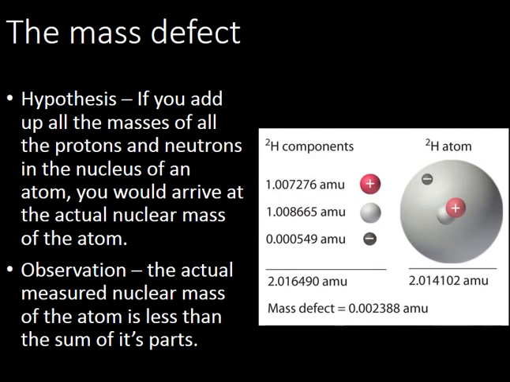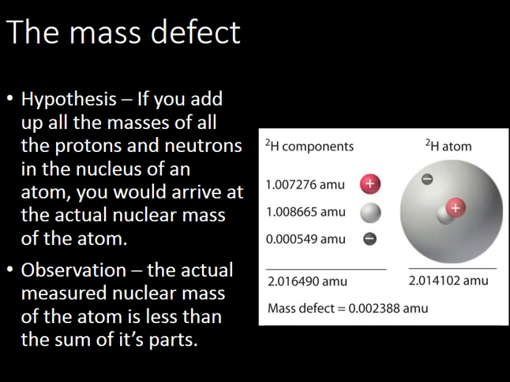Alright, so in 1896, Henri Becquerel, who was the person that discovered radioactivity, found something interesting. What he found was that if you added up the masses of all the protons and neutrons in the nucleus of an atom, then you should arrive at the actual nuclear mass of the atom. And that makes sense. If I took all the protons and neutrons and electrons and added all that mass up, I should get the mass of the atom. But when we actually measured nuclear mass, the actual measured mass kept coming out less than the sum of its parts.